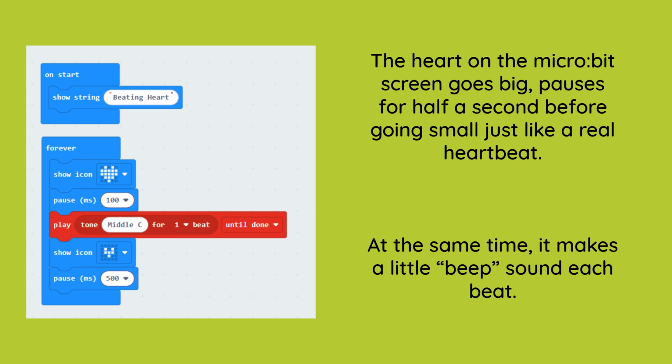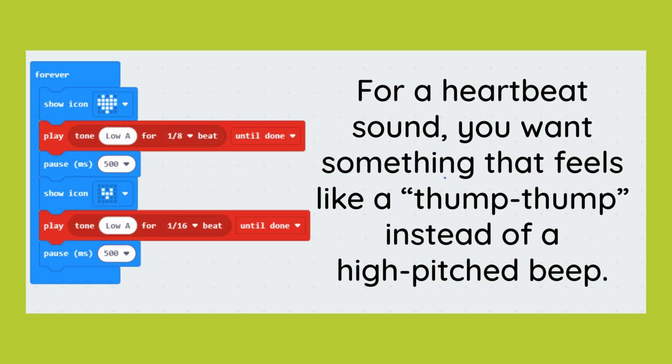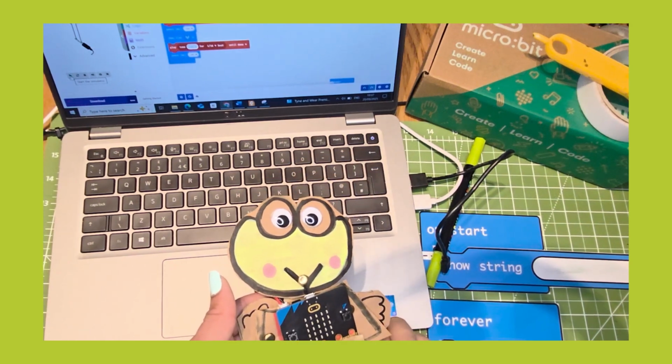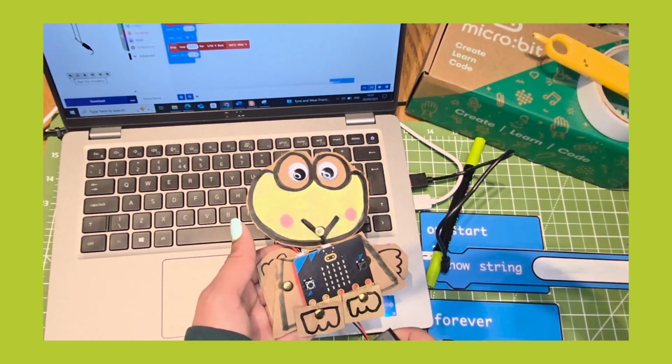Okay. So now, using the basic blocks in a microbit, we have created an animation and a cardboard character. But for a heartbeat sound, you might want to try something that feels like a thump thump. And I have amended the code a little bit. You can either copy it or amend the code yourself. So now that we have updated the code, let's just try that.